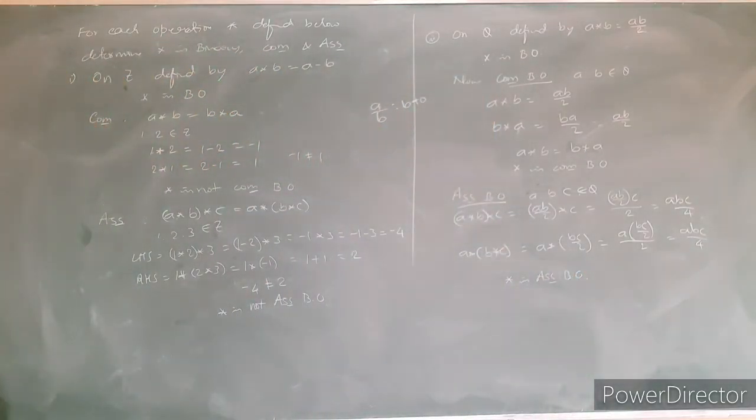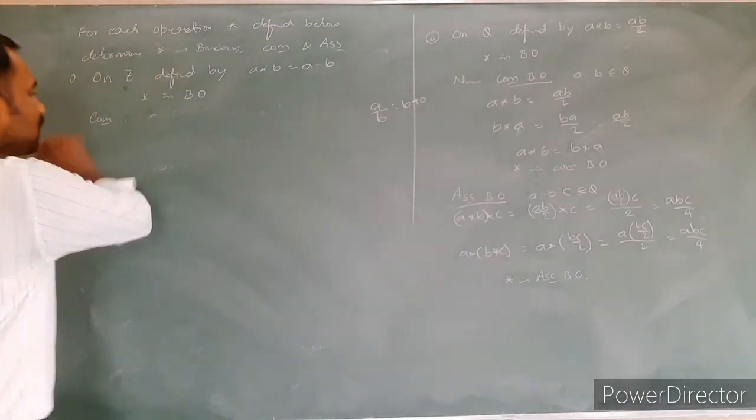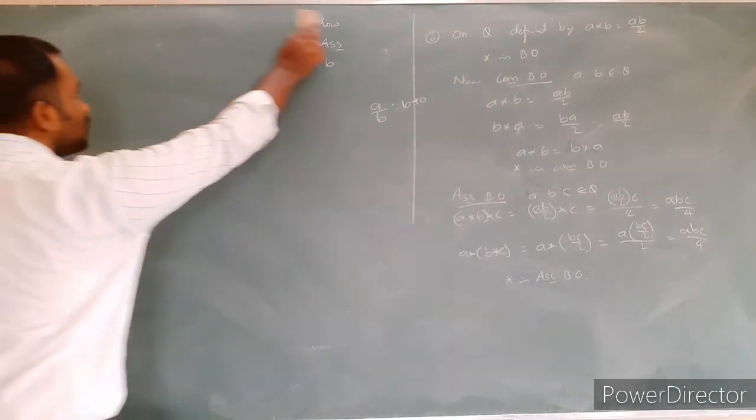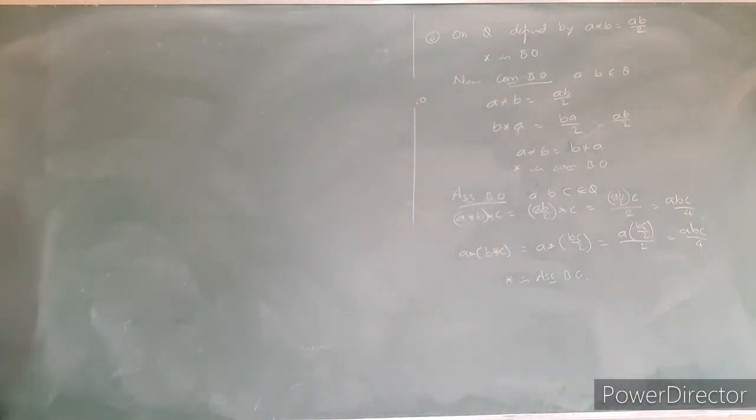If you did this much, you will get the 3 marks. So very simple, checking the commutative and the associative, but be very careful while solving. Okay. Now take the next example.